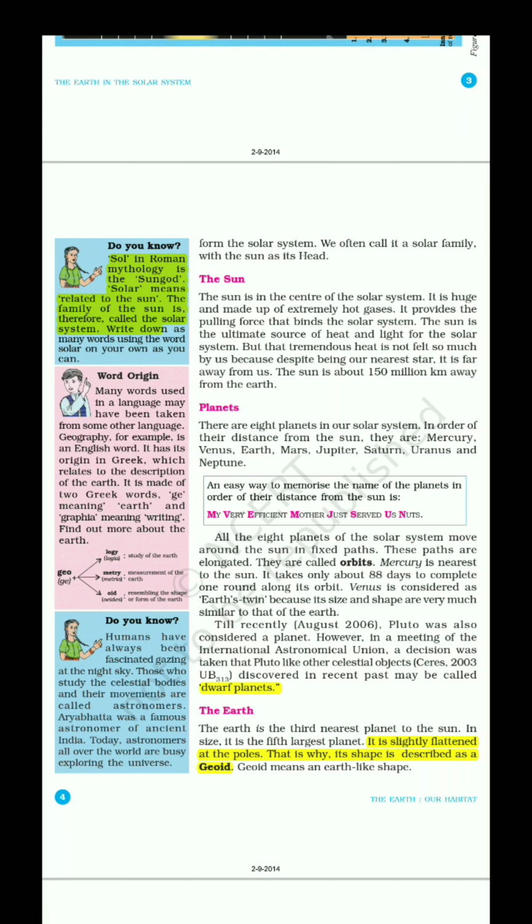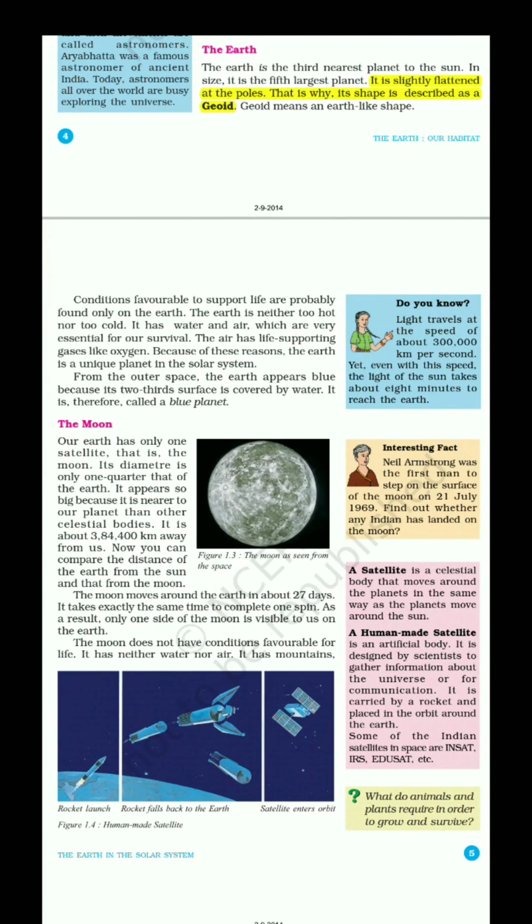Next is the Earth. The important point is that it is slightly flattened at the poles, and that's why its shape is described as geoid, also known as earth-like shape, right? Then we have the moon.